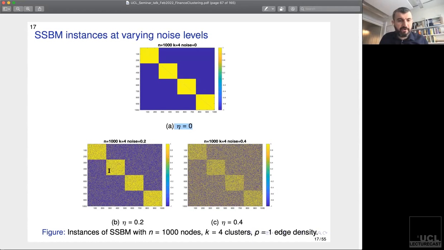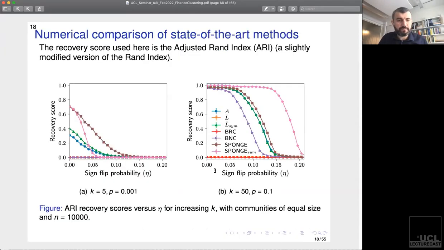So if you start adding noise, so here all the plots I'm showing you have p equal to 1, so all the edges are present, no edge missing. Right, so we have 4 clusters. So here we add 20% noise, and here we add 40% noise. So as you expect, the more noise you add, the harder it is to distinguish the underlying cluster structure, right?